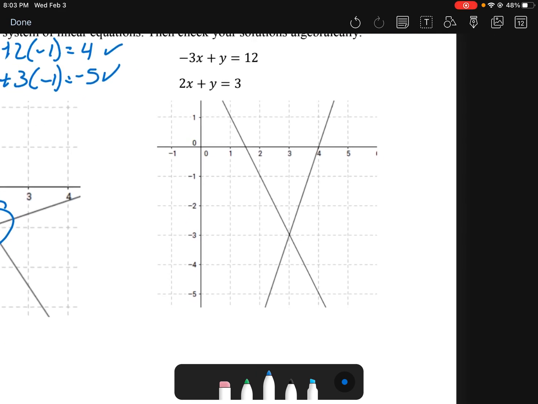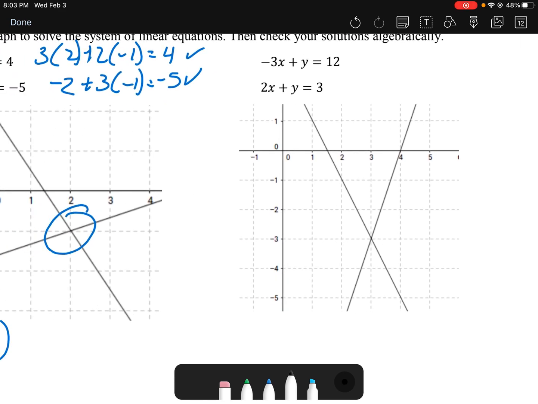Looking at the second one here. Oh, real quick, hold on. Put a negative sign here. Somebody messed up the notes. I'm not going to say who.